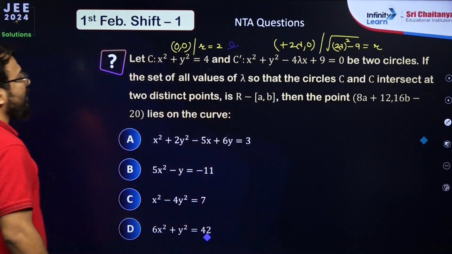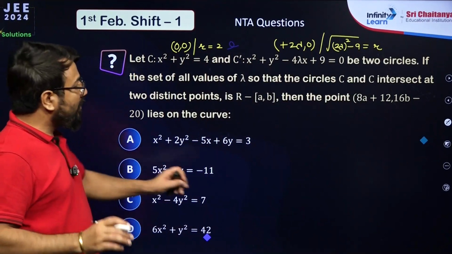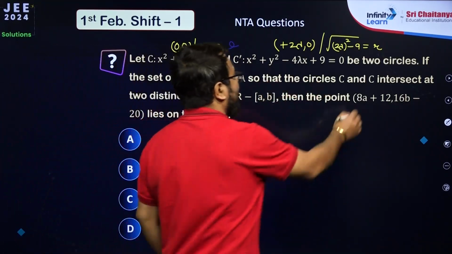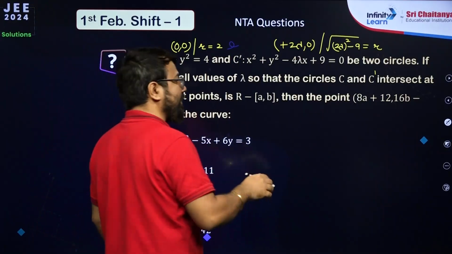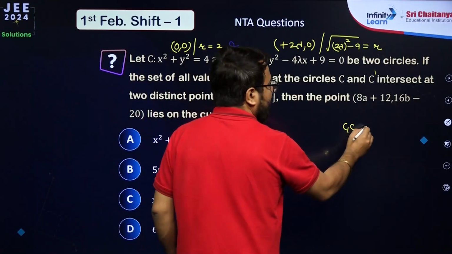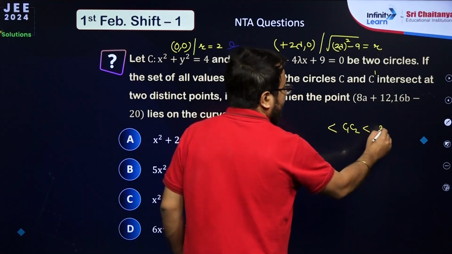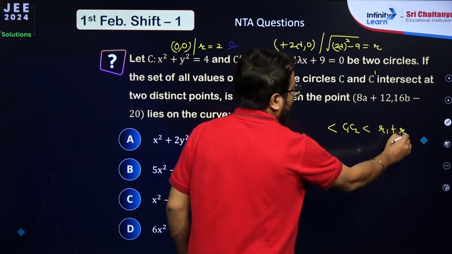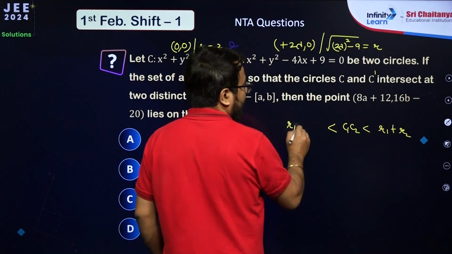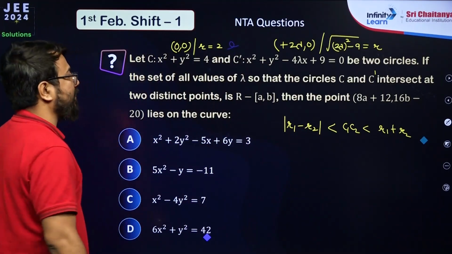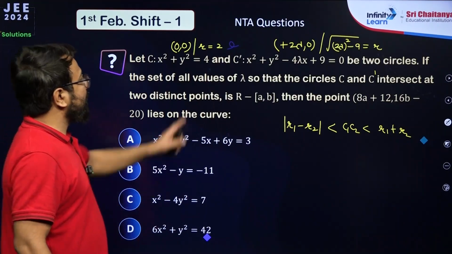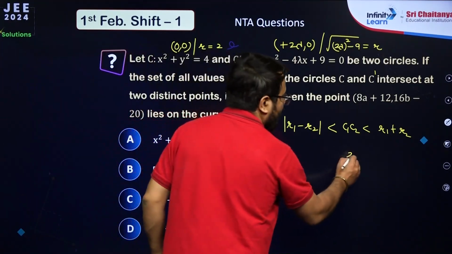With the two circles, if the set of values of lambda is such that the circle C and C dash intersect at two distinct points. Whenever the two circles are intersecting at two distinct points, the distance between the centers is less than R1 plus R2 and is greater than R1 minus R2. Okay, I hope you are able to understand this. Now, what is the distance between the centers? Definitely it is 2 lambda.